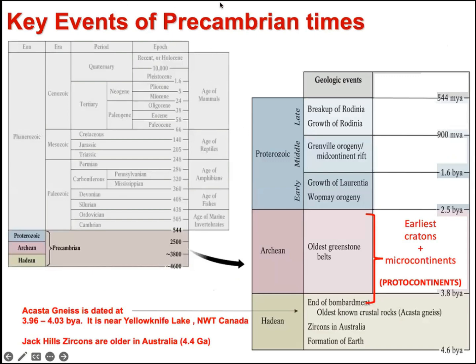And let's see the key events that happened in this geological time scale. You can see at the very earliest time, what you saw was, for example, the formation of the Earth, and then we saw old zircons appearing in Australian rocks and the Acasta gneiss, the Canadian rocks, right? So all of them represent the very earliest part of the Earth. And later on, younger crustal materials were found, and greenstone belts, associated felsic terrains, and they all represent the very earliest history of the Earth. We call them all together protocontinents, microcontinents plus the Earth's earliest cratons.